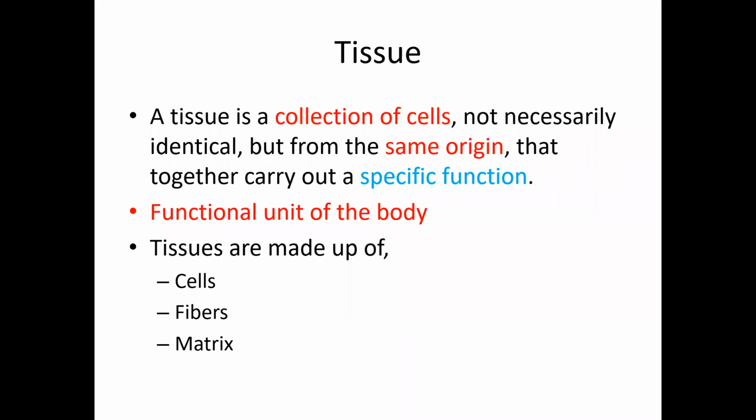Okay, so you have the matrix, which we can also call the ground substance. Matrix or ground substance is the same thing, right? Embedded in that, you get the cells and the fibers. So in all tissues, these 3 components are there. They are in different percentages, in different forms.